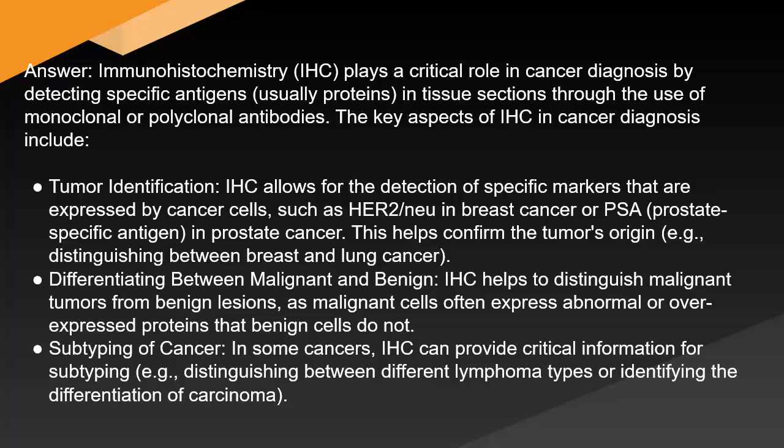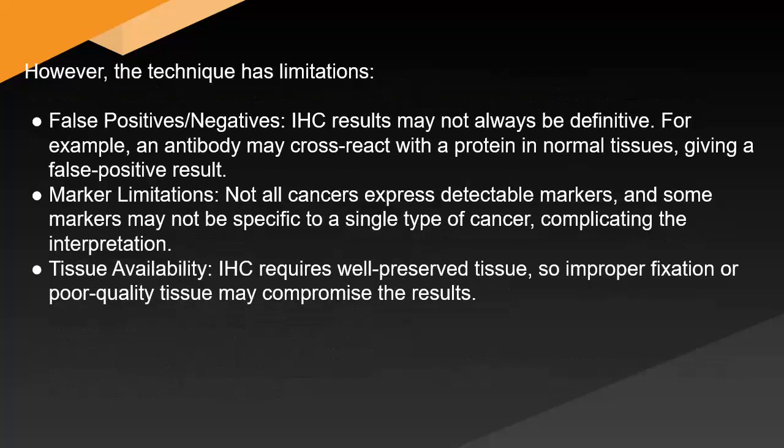IHC helps to distinguish malignant tumors from benign lesions, as malignant cells often express abnormal or overexpressed proteins that benign cells do not. Subtyping of cancer. In some cancers, IHC can provide critical information for subtyping, e.g., distinguishing between different lymphoma types or identifying the differentiation of carcinoma. However, the technique has limitations.